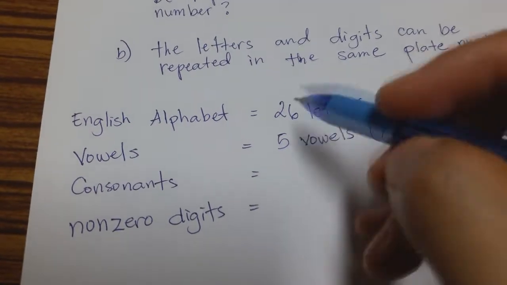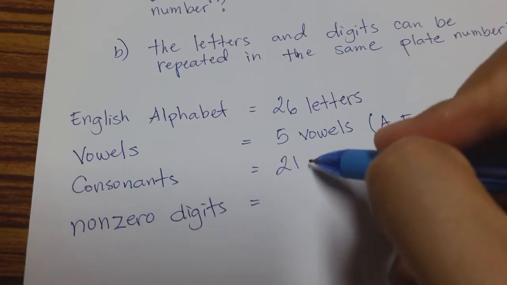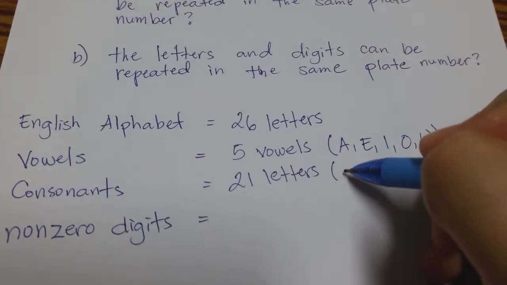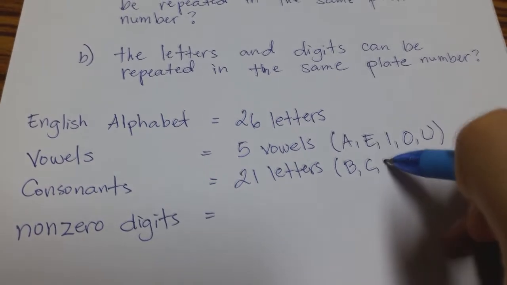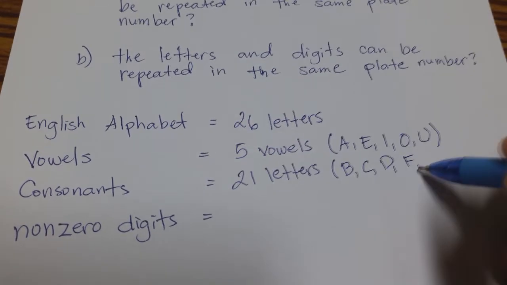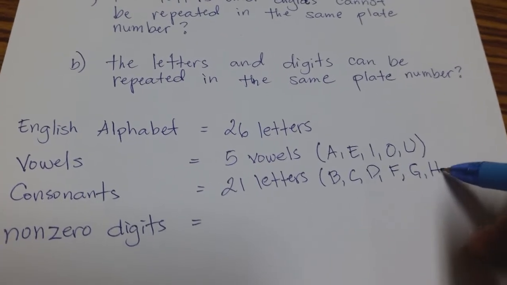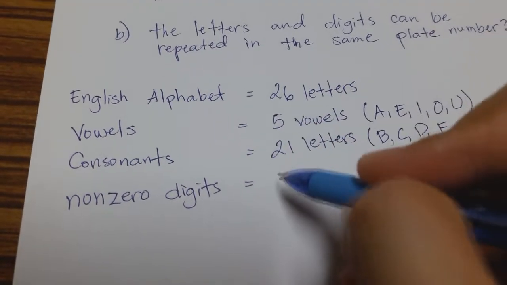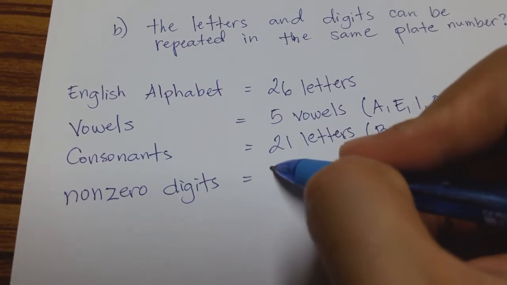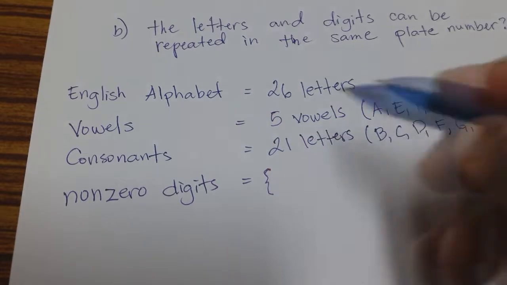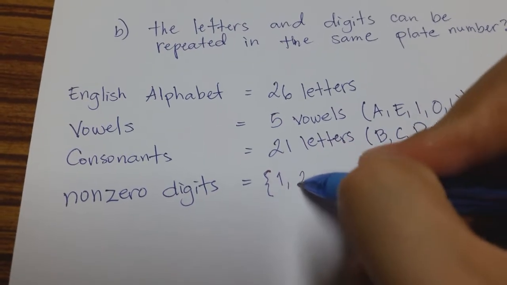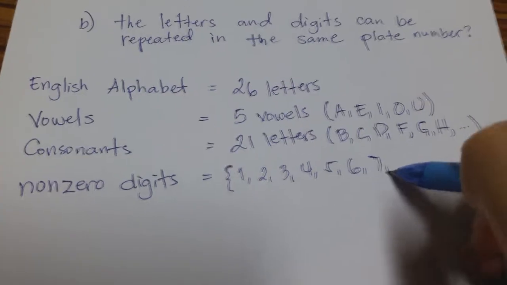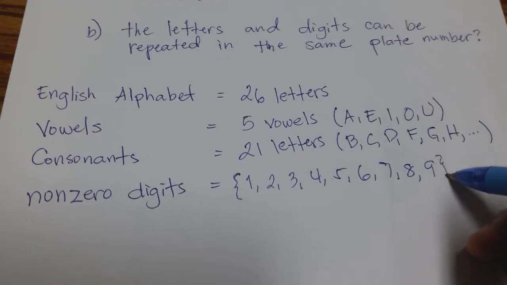And then how many consonants? 21. Okay, 21 letters. So we have B, C, D, F, G, H, and so on. And for the non-zero digits, our options are 1 to 9 only. 1, 2, 3, 4, 5, 6, 7, 8, and 9.